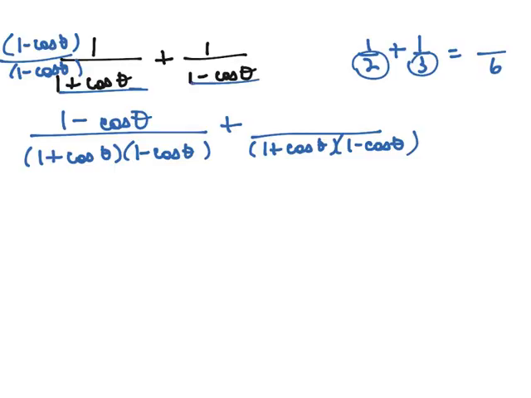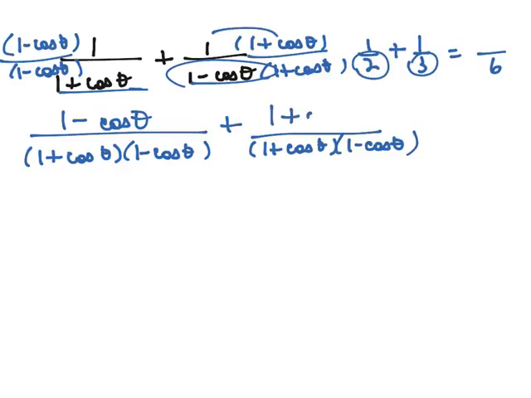Similarly, this term got multiplied by 1 plus cosine. So whatever I multiply by in the denominator, I also have to multiply by in the numerator. And 1 times 1 plus cosine is 1 plus cosine. Now that we have a common denominator, we can combine our numerators.